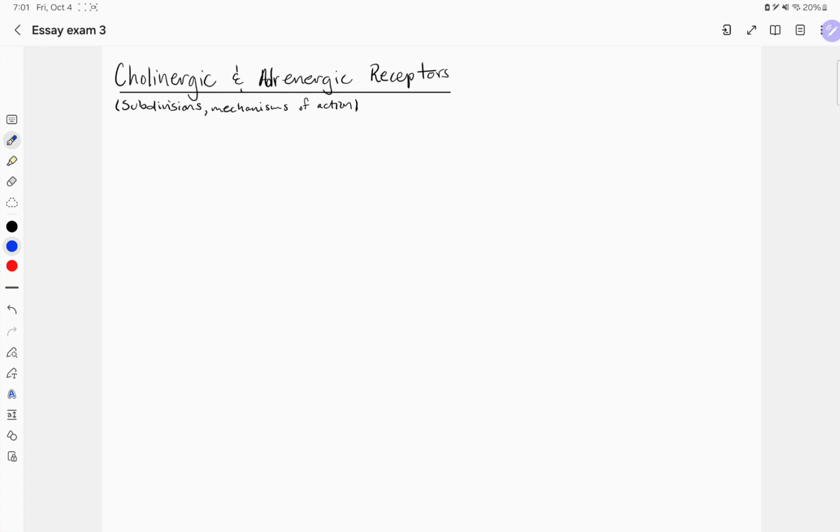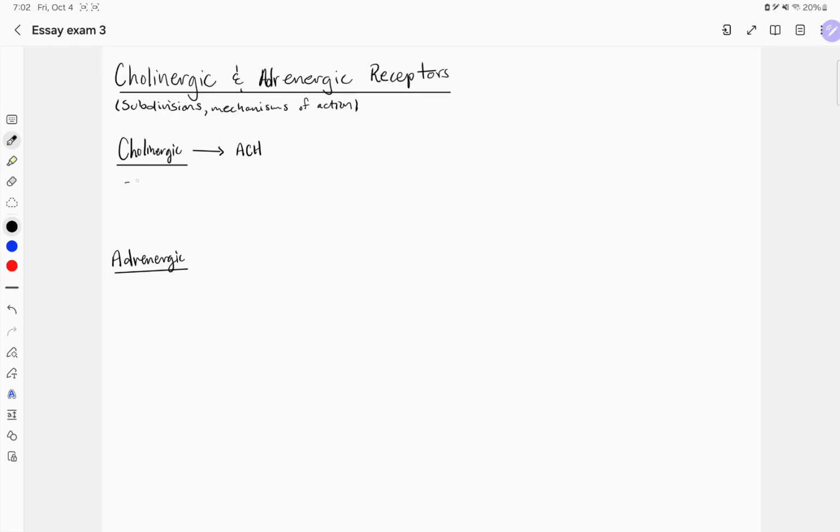But let's focus back on these receptors for a second. There are two broad categories that we're going to look at here. One is cholinergic receptors. The other is adrenergic receptors. Now, cholinergic receptors are receptors that are going to respond to the neurotransmitter acetylcholine.